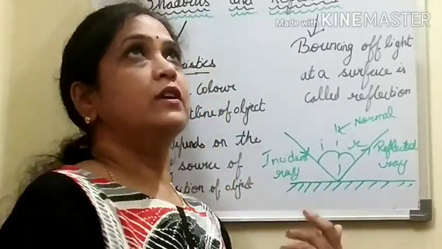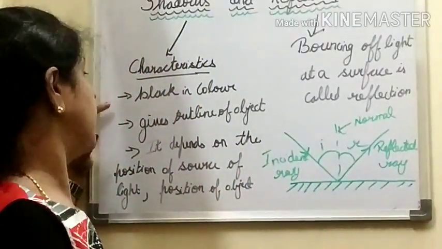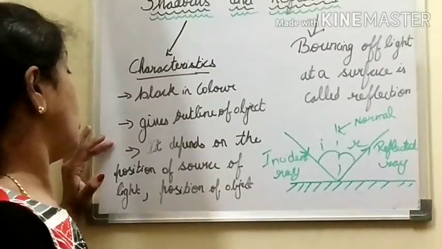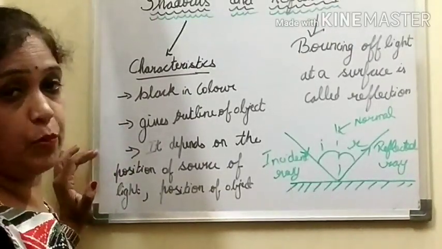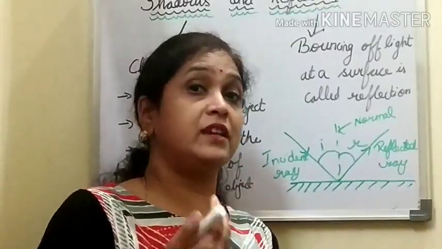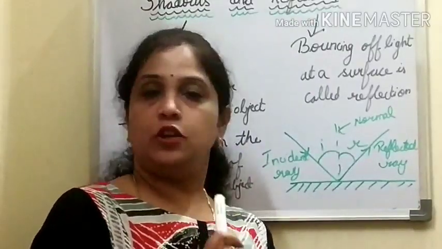Now, what are the characteristics of the shadow? Shadow is always black in color. Shadow gives the outline of the object, and shadow depends on the position of the source of light and the position of the object. You might have seen when you go out in the sun, you see your shadow on the ground. And what are the 3 things essential for the formation of shadow? You need a source of light, you need an opaque object, and you need a screen.